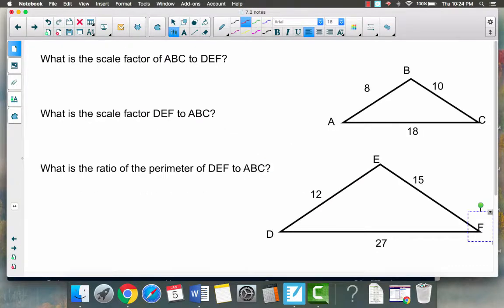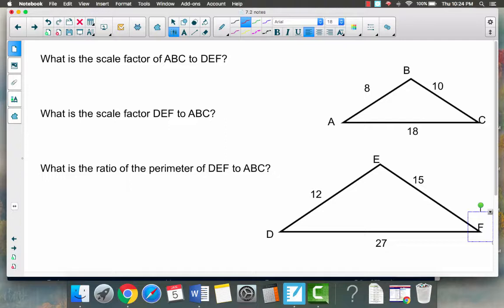So the first thing here, we've got two triangles. Now notice they are not the same size, clearly. All right, they've got different measurements. They even visually look different sizes. And what we're going to do is work with our scale factor and then talk about how we can find the ratio of the perimeters as well.